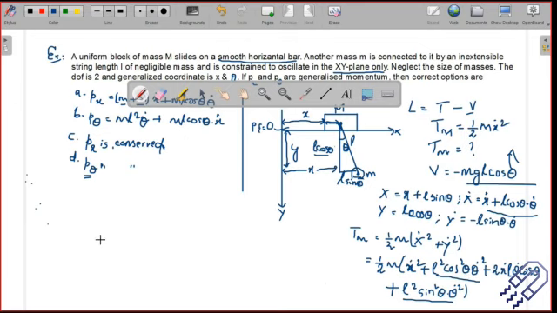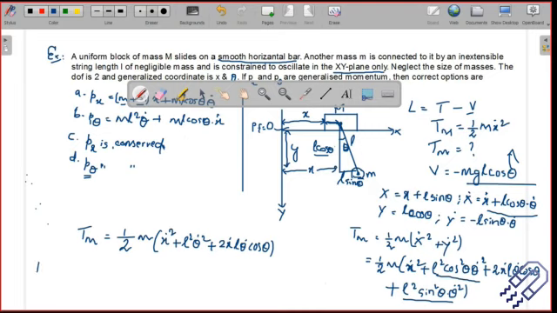Okay. So that means maybe I did not organize it properly here. So this will be half of m, and then this would be nothing but x dot square plus L square theta dot square. I've combined the sine term and the cos term, plus 2 x dot L theta dot cos of theta. That's my kinetic energy of the smaller mass.